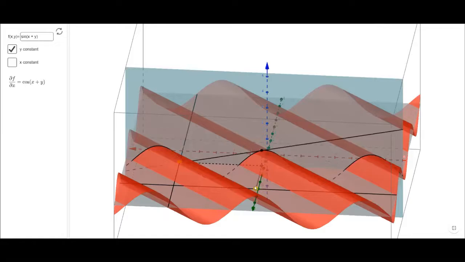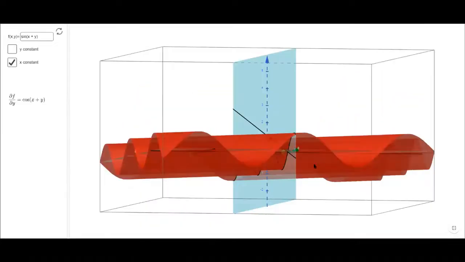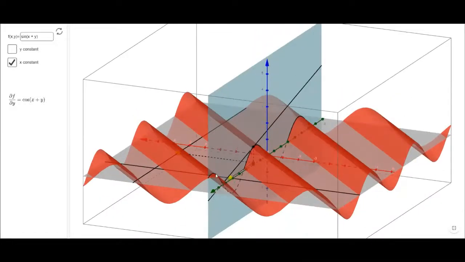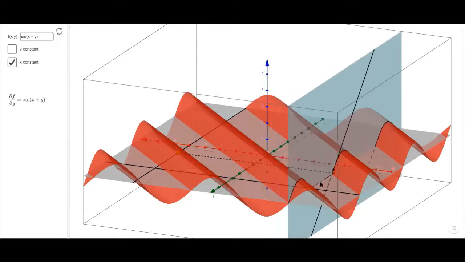Doesn't matter which variable we hold as a constant, we can do it the other way. It just means the plane would be going, ooh, it's jerky. The plane would be going in the x direction, but we're still moving along that sine curve.